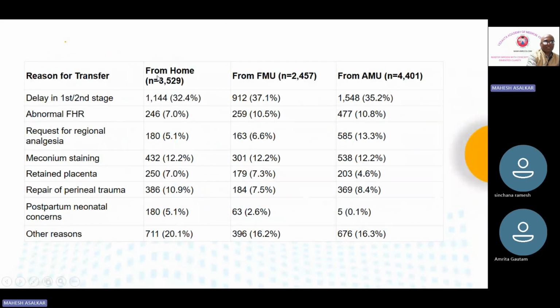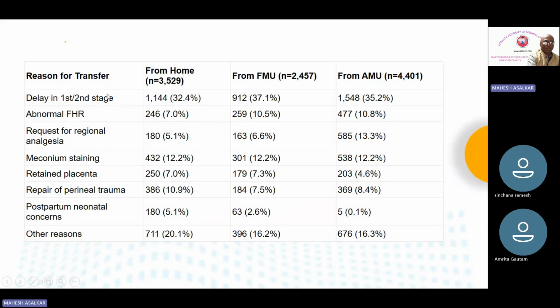So what they have studied here, again the questions are asked on this. What is the most common reason for transfer? They have a study in which the patients are delivered at home, in FMU, that is freestanding midwifery unit, or AMU, that is alongside midwifery unit, and these are the number of patients. They ask you what is the most common reason for transfer to obstetric unit.